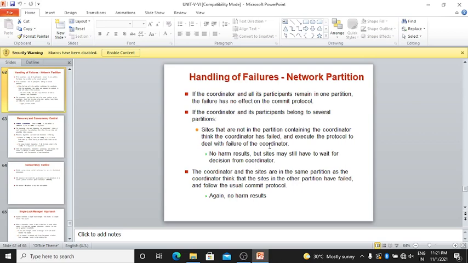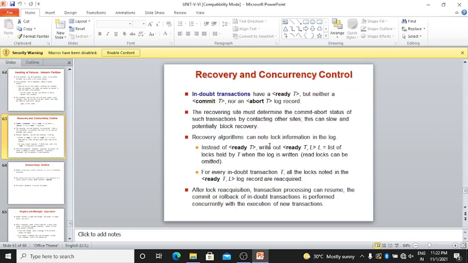If the coordinator and the sites are in the same partition, the coordinator thinks the sites in the other partition have failed and follows the usual commit protocol. Again, no harm results.